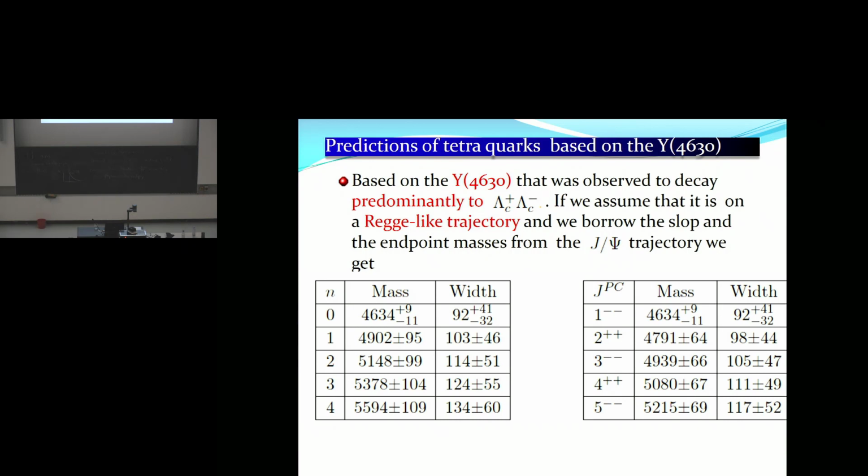This object was identified to decay predominantly to a baryon, antibaryon. That fits very nicely this picture that I showed you of a string connecting a quark, a diquark and an anti-diquark. So we have a prediction that if it is such a string, then there will be a radial-like trajectory, and these are the predictions. Okay.